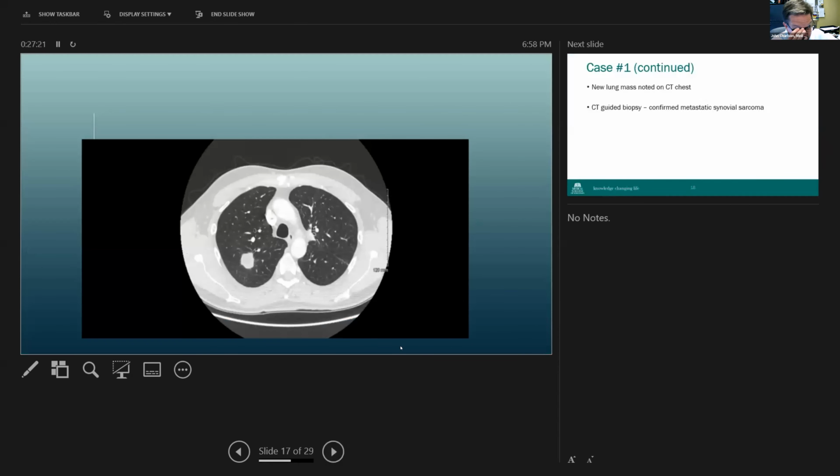Unfortunately, about a year in, we have a chest CT, and you can see down here in the right posterior lung, there's a mass that does not belong there. It wasn't on the previous CT scan.